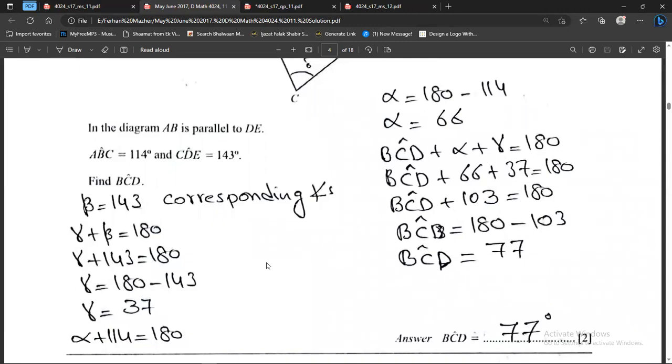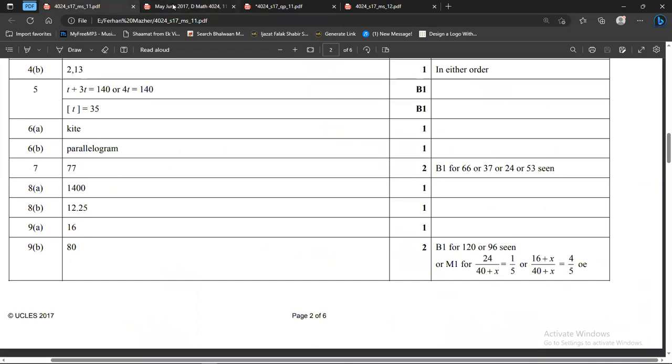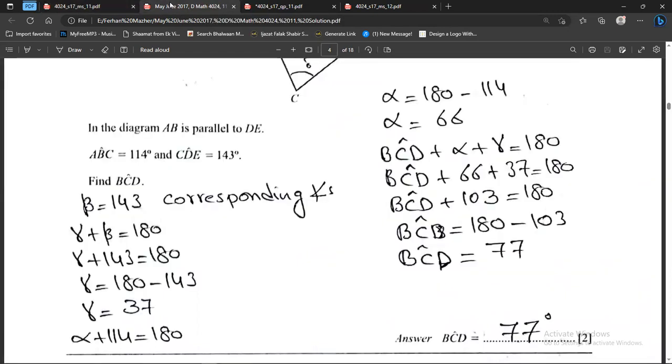So the BCD plus the alpha plus the gamma is equal to 180 because it's a triangle. The sum of the internal angles of a triangle is equal to 180. So the BCD plus 66 plus 37 equals 180. The BCD will be equal to 180 minus 103, and the BCD will be 77. The angle BCD will be 77. 77 is the right answer, sir. This is the solution of that question.